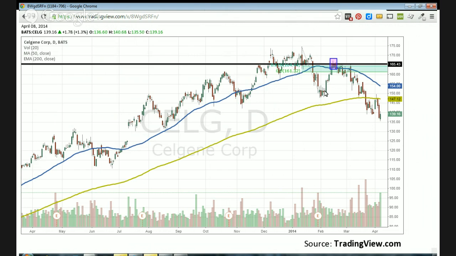In terms of where we could target, here's a clear level, 150. You could also target down here, 147. You can go down here, 135. There's a big gap here, right? This would potentially be a great level to target, 130.